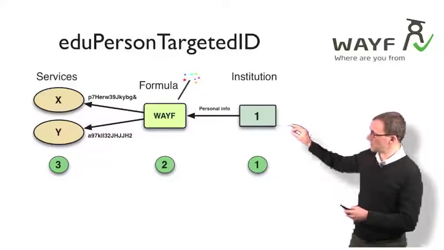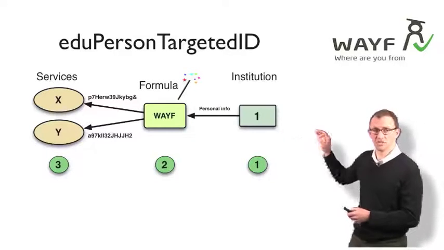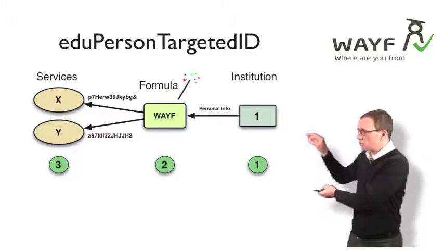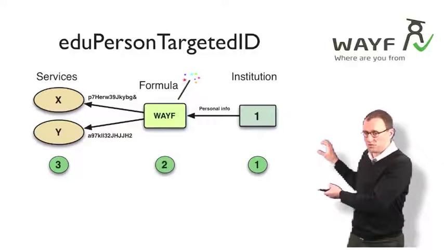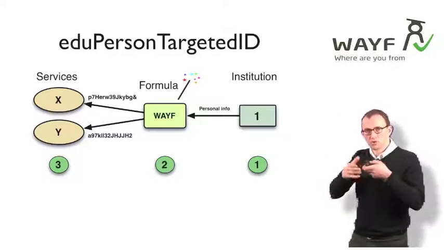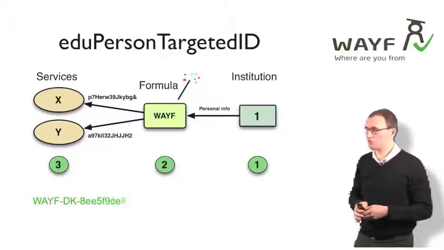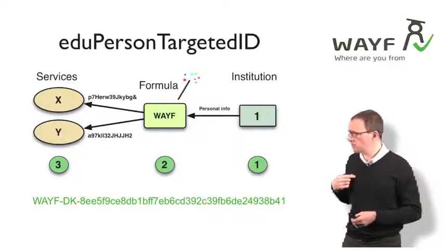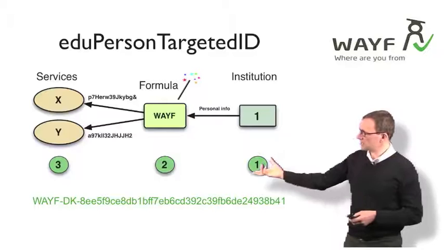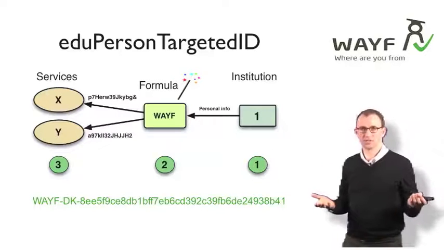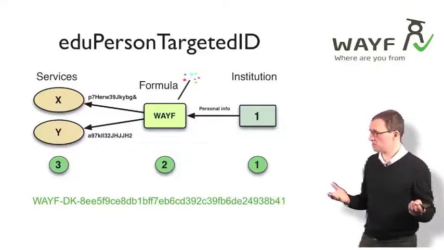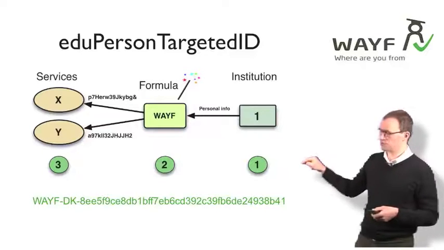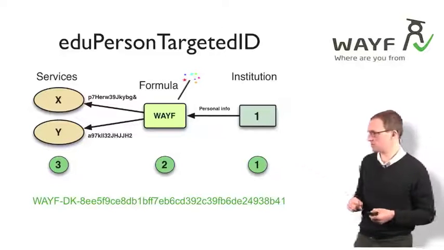Now in the middle here you have WAYF, the Danish Federation, which keeps a secret formula. So now we take information about you, where you want to go to and where you came from, the institution here, and then we do something magical with it, with a secret formula. And here at the bottom you see an example of such a pseudonym. This is actually me going to one of these services, and the service can receive it, look in its database and say, hey, I recognize this user. And that's the whole point, being recognized without being identified, because nobody can actually deduce my identity from this pseudonym.